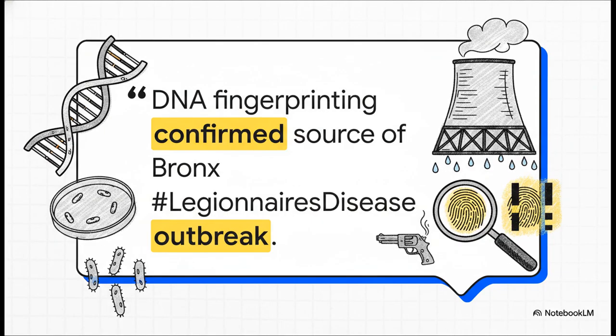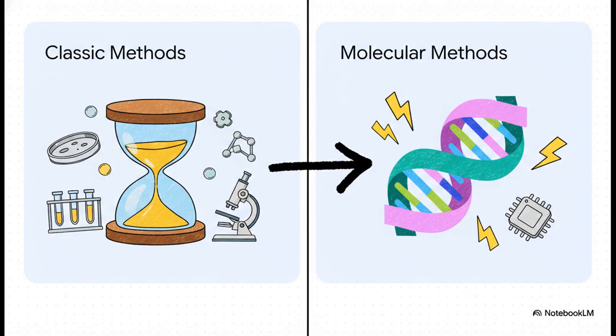A perfect match. The DNA fingerprint of the strain making people sick was absolutely identical to the one found in a single cooling tower. The investigators had found their smoking gun. And they did it not in weeks, but in days, which let them decontaminate the source and stop the outbreak in its tracks. This really represents a huge leap forward.